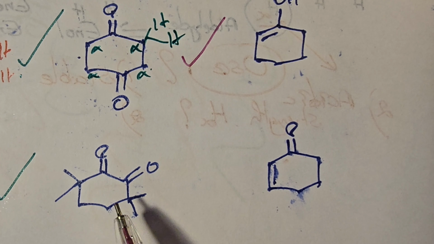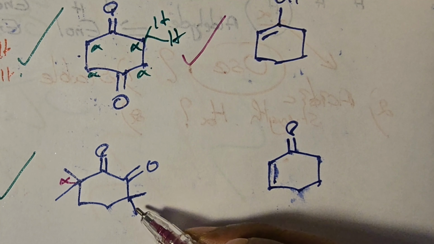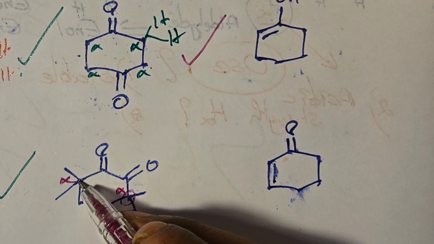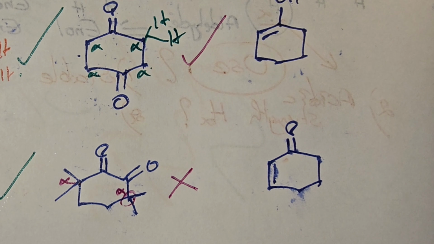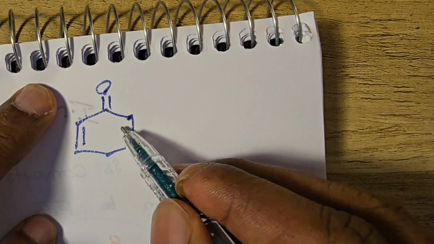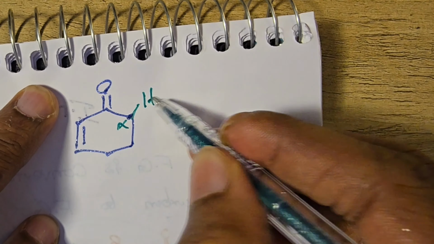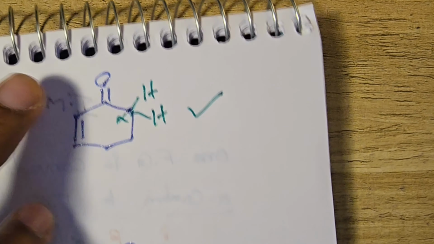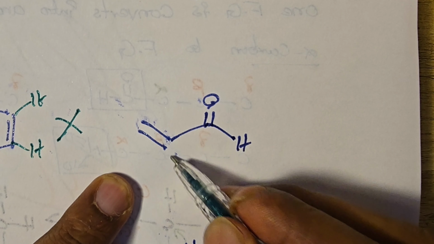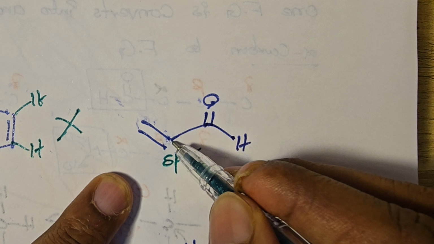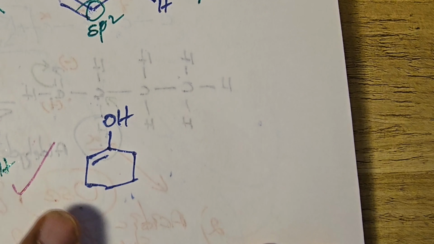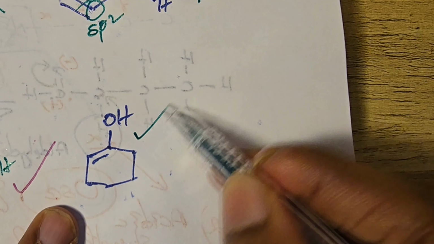Next, observe this molecule, alpha carbon. This is alpha carbon. Alpha hydrogens absent. Doesn't show tautomerism. Next molecule, observe here. Here the alpha carbon is present. Alpha hydrogens are available. This shows tautomerism. Next here, this is sp2 hybridized carbon. Even though it is having the alpha hydrogen, this doesn't show the tautomerism. Next, this shows the tautomerism.